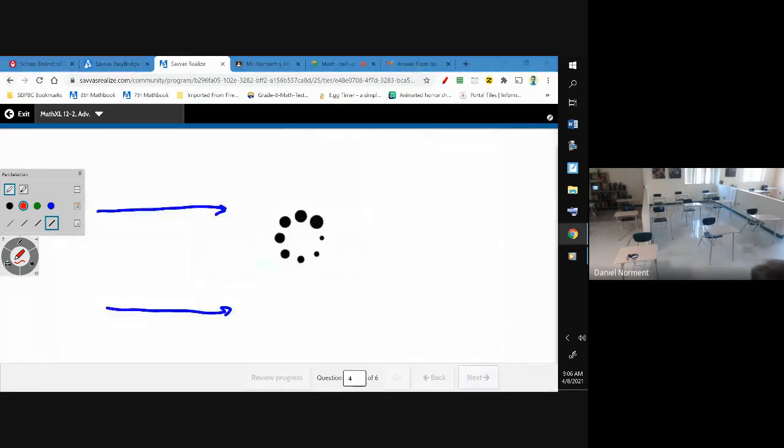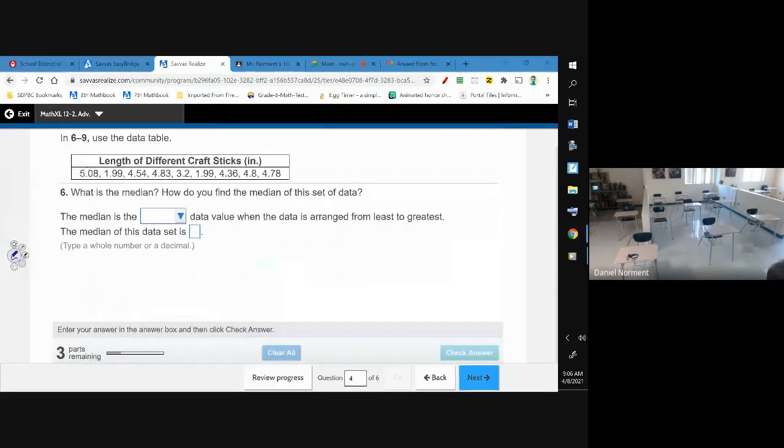Yes, I want to leave that. Go to blue, go here. What is the median? How do you find the median of this set of data? I know there's a lot of decimals, and I know it looks confusing, but I don't think you have to find the median. I think it's just simple questions. Now, the median, you guys know, is the middle data value when the data is arranged from least to greatest. Let's do that first, okay?